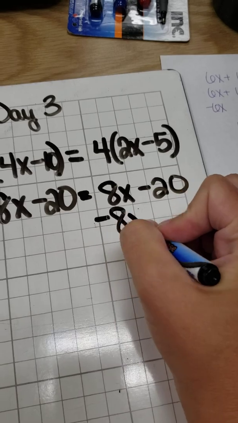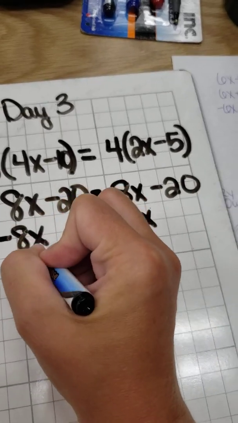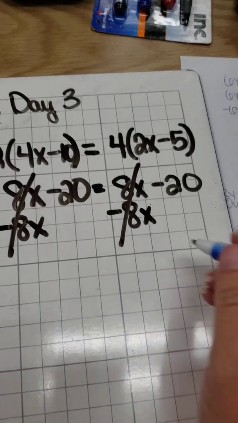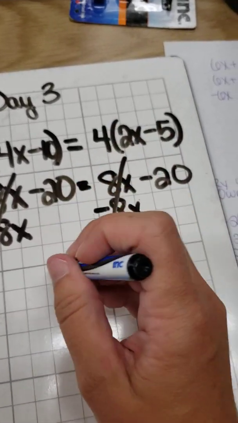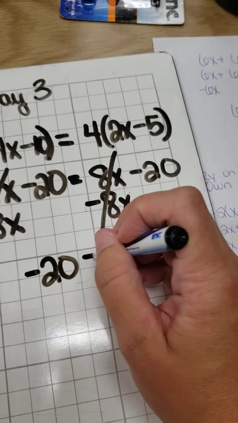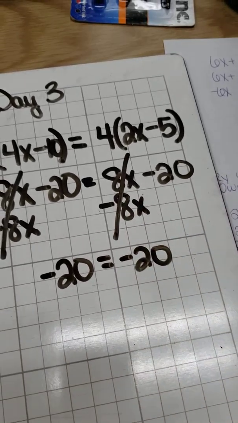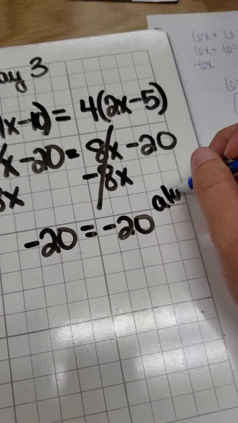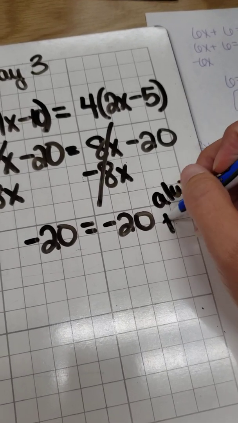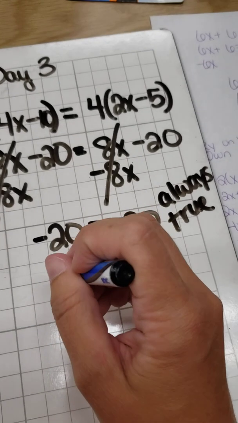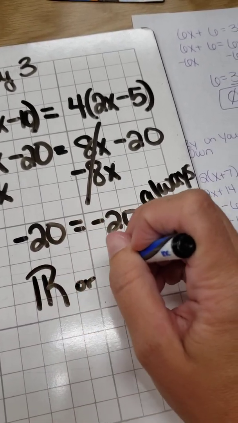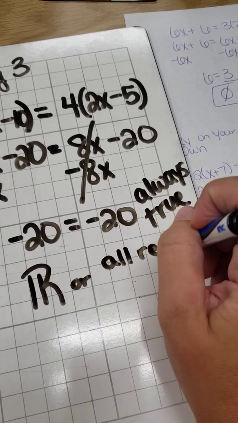Now when you subtract your 8x over to move the variables to the left, same thing. You still have the x's end up being 0, but if you look and see what's left, you have two numbers that are equal to each other. Negative 20 will always be equal to negative 20. So whenever you have something that is always true, you can actually use the symbol, or you can simply say all real numbers.